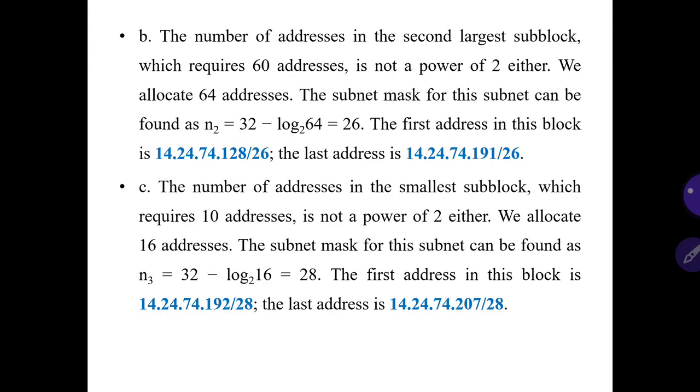Next, the number of addresses in the second largest subblock, which requires 60 addresses, is not a power of 2, so go to 64. Then n2, subnet mask 2, is 32 minus log 2 64, and 26 is the mask value. The first address in this block, in continuation with the previous one, is 14.24.74.128/26, and the last address is 14.24.74.191/26.